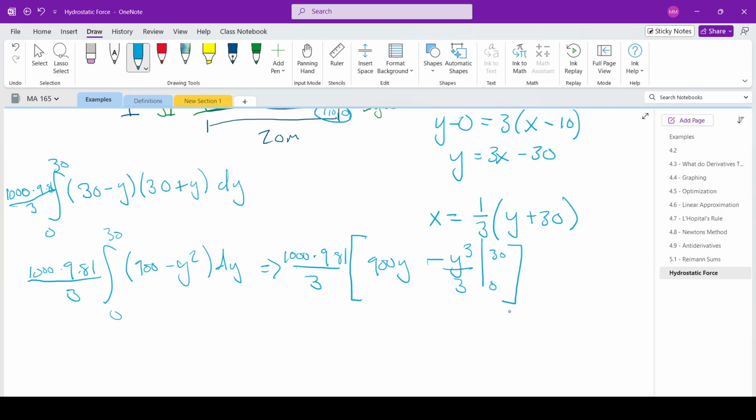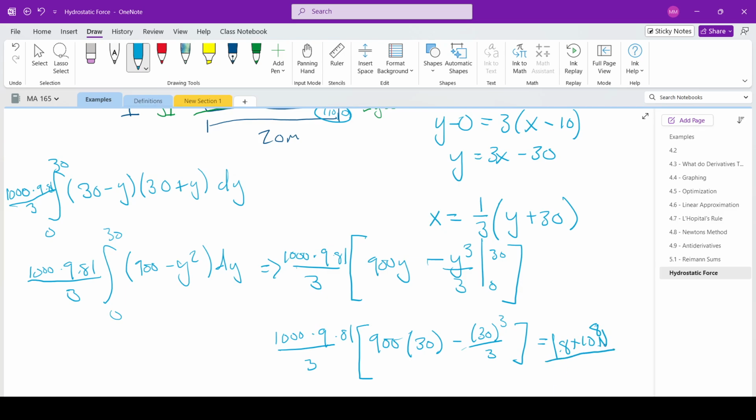And if you get here, you're going to be like, okay, yeah, now it's just plugging it in because they both have 0 here. So then I get this 1000 times 9.81 all over 3 times 900 times 30 minus 30 cubed divided by 3, which when you do this out, you will get about 1.8 times 10 to the 8 newtons of force.